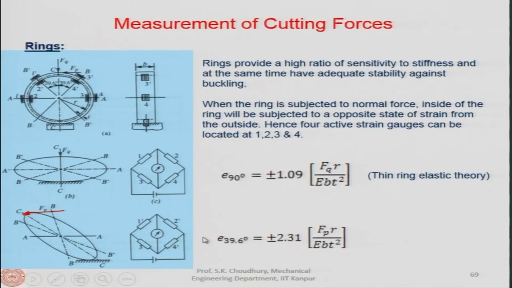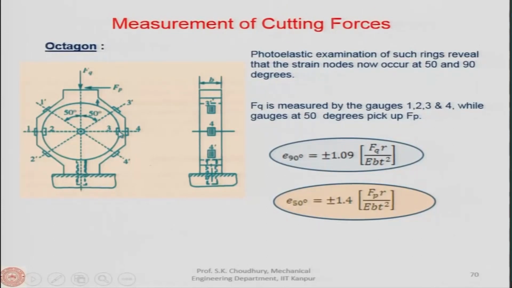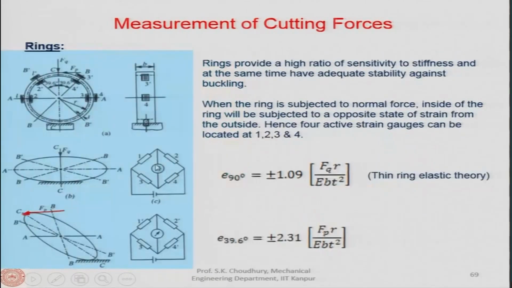Okay. So, this is how the structures are used so that the forces can actually be measured. Now, let us see in this slide the measurement of cutting forces using an octagon type ring. If we come back and look at this ring type structure, it has a tendency of rolling.